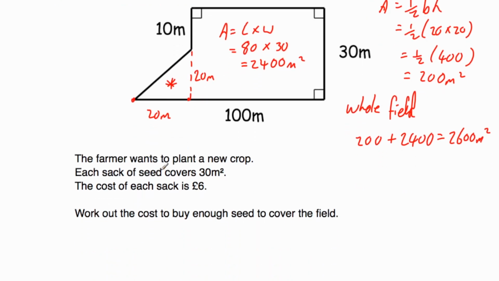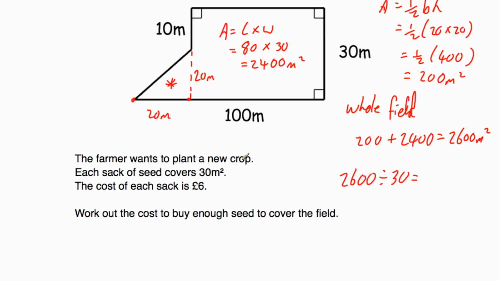Now, we're told that each sack of seed covers 30 square meters. So he buys these sacks of seeds and each one of them covers 30 square meters. So we need to see how many sacks of seed he needs to buy. We need to divide 2,600 by 30 to see how many sacks he needs. So 2,600 divided by 30 will tell us how many sacks of seeds he needs.